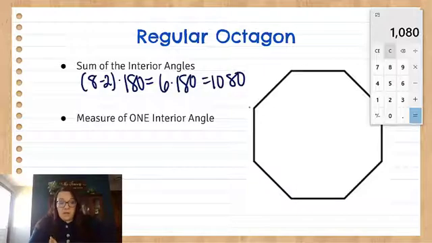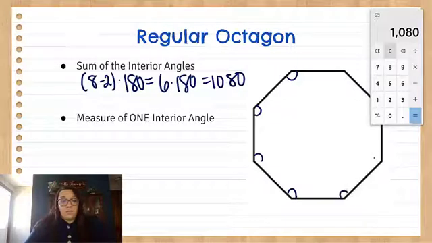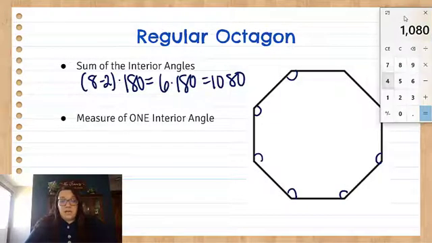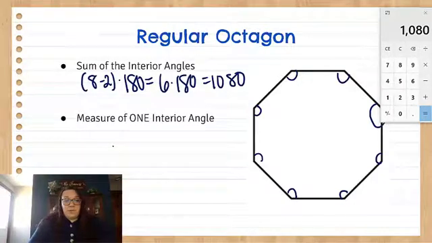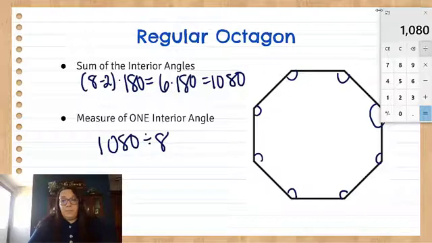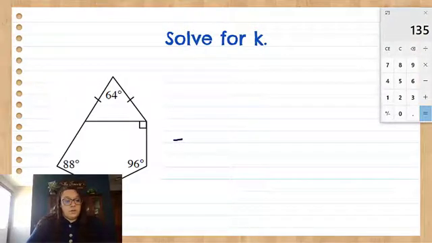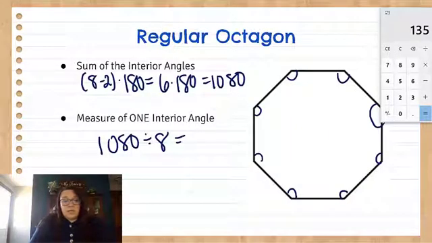Now that we know the sum of all of them, since it's a regular polygon, I can find the measure of one angle. Regular polygons have equal sides and equal angles, so I know that each of these angles is the same amount. There are 8 of them, so really what I can do is just take our sum of the interior angles and cut it into n spots. So I'm going to take that 1,080 and divide it by 8 to get 135. So each angle on the inside is 135 degrees.